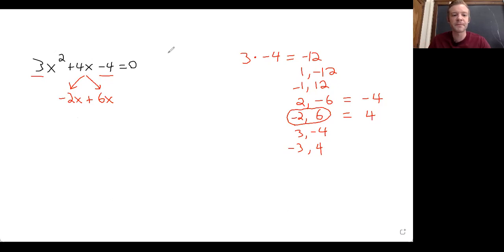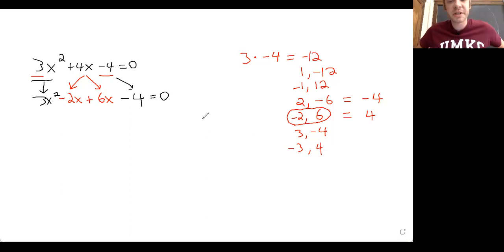We're splitting it up. Now, the 3x squared and the negative 4 on the end are going to stay the same. So I'm just going to bring these down. And technically, we still have this equals 0 here on the right side, but we're not necessarily going to do anything with that. I'm just going to keep writing that as we go.